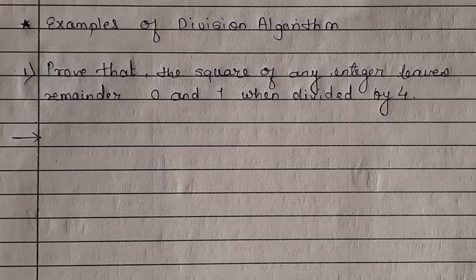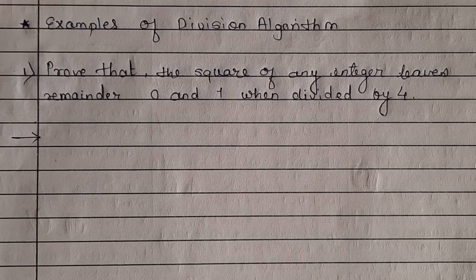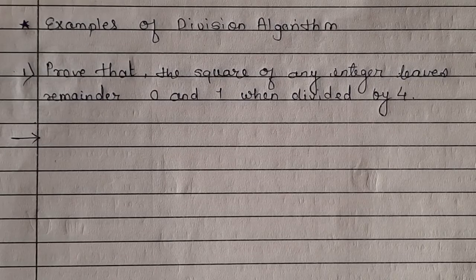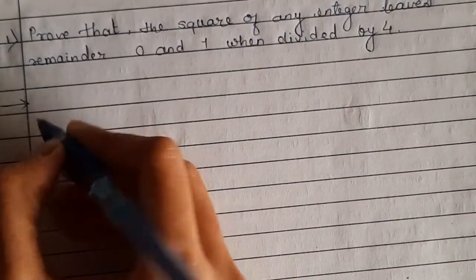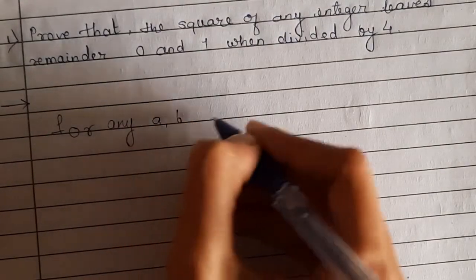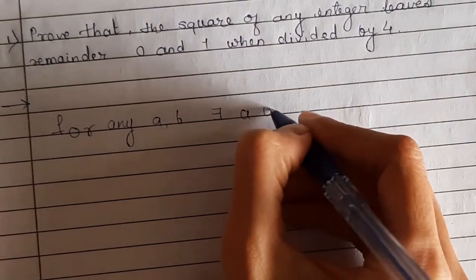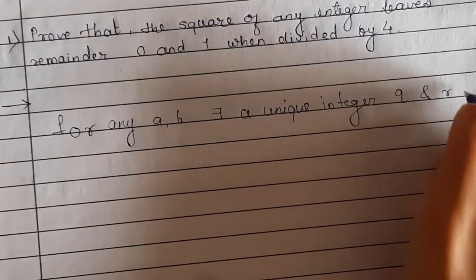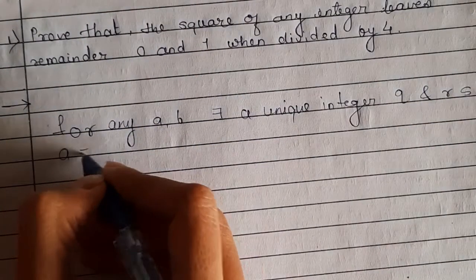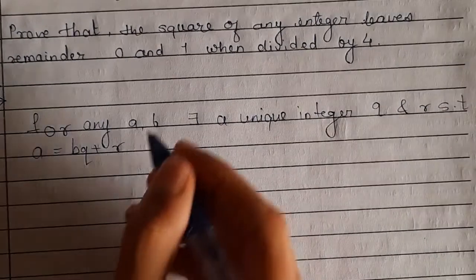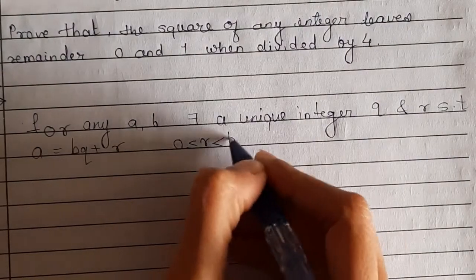In the last video we learned the division algorithm. Now let me quickly revise that. What is the statement of the division algorithm? For any A and B, there exists a unique integer Q and R such that A is equal to BQ plus R. This is the statement, and here R is between 0 and B.